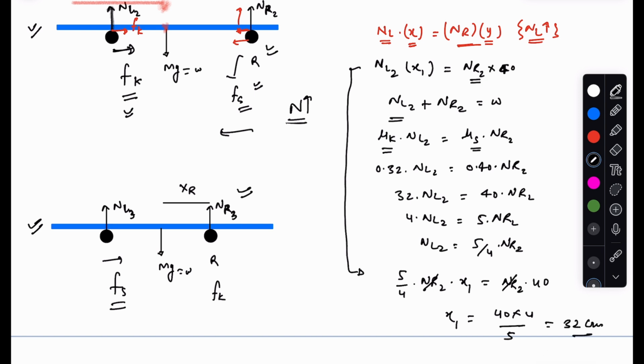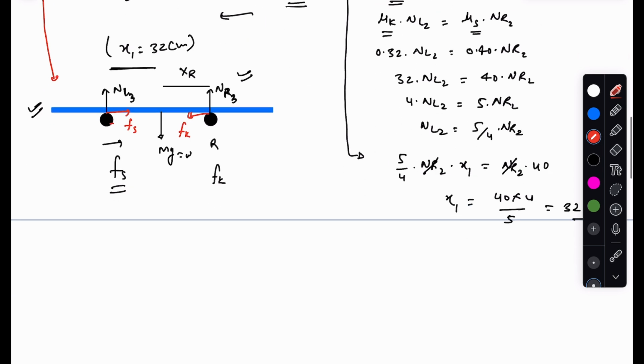Okay, so what happens right now, this x1 is 32 centimeter. So x1 we got. Now we'll proceed on to the xr. So see, from here if we are going to this one, the same phenomena will happen. This right now is kinetic. At some point the kinetic of this one will become static of this one, right? So kinetic of this one becomes equal to static of that one.